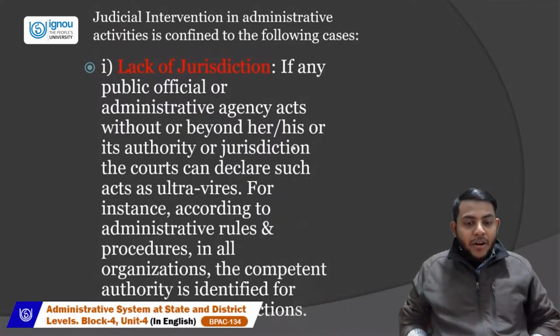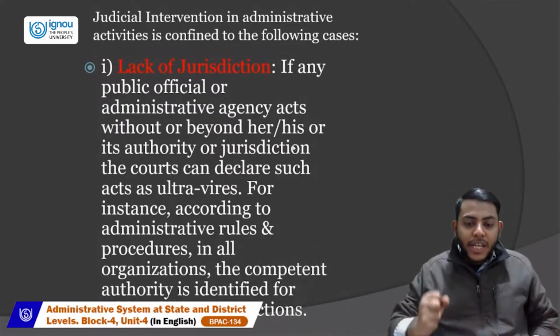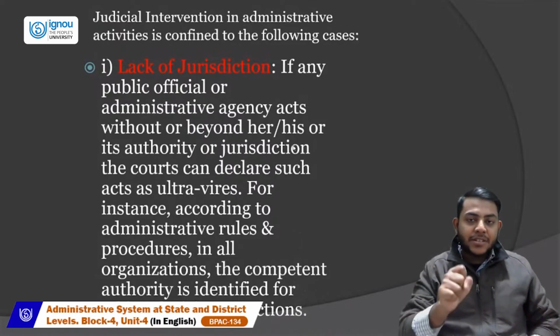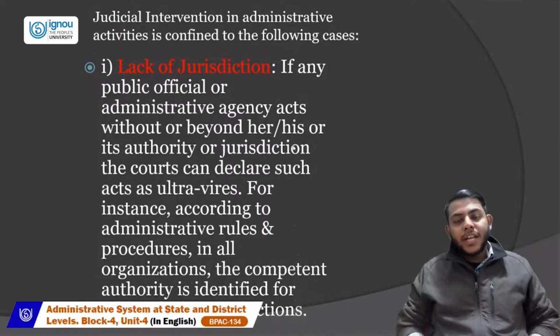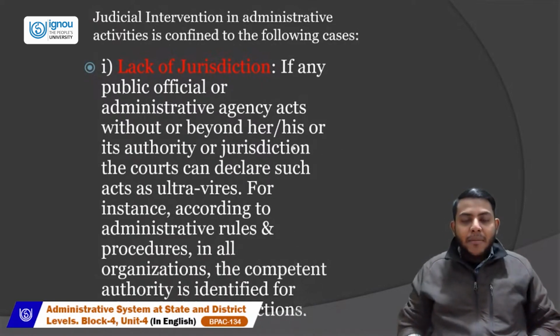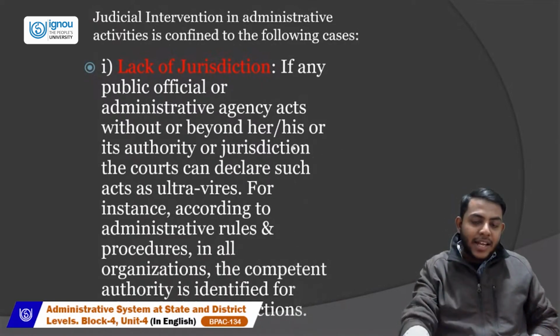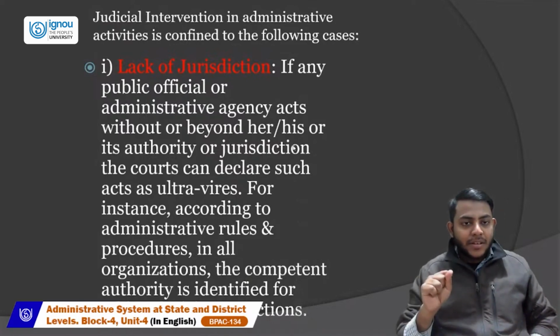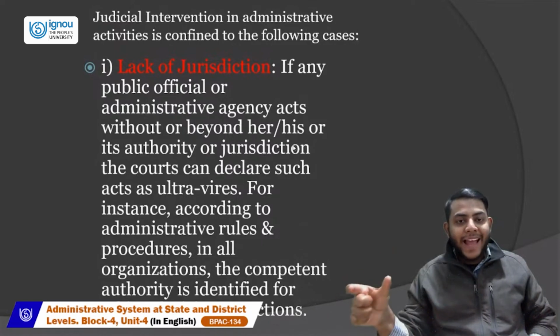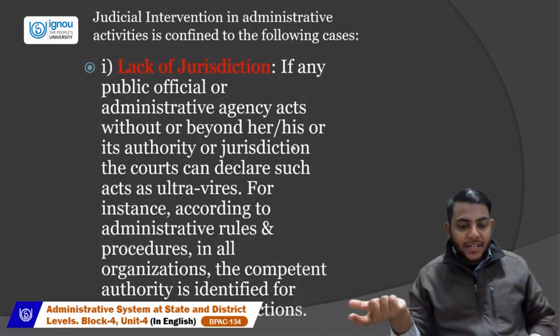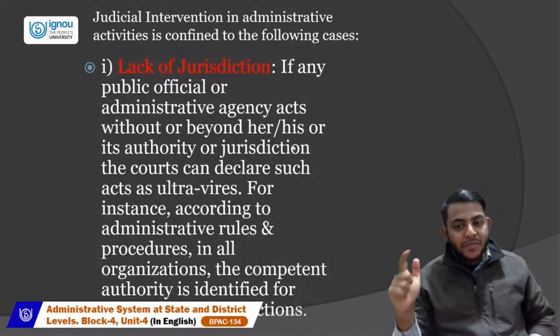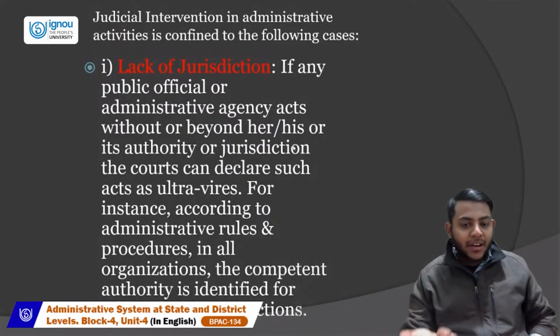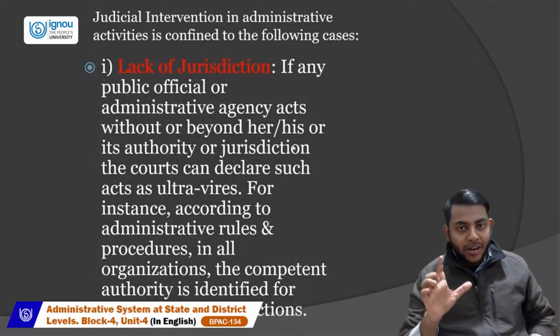For instance, according to administrative rules and procedures, in all organizations the competent authority is identified for taking decisions and actions. If someone who is not a competent authority takes such decisions and acts, then the judiciary can declare such acts as ultra vires. So the judiciary can intervene in case of lack of jurisdiction. If a person does not have the jurisdiction to act or take decisions, is not the competent authority, and despite that is taking those decisions, then the judiciary can declare such acts as ultra vires or null and void.